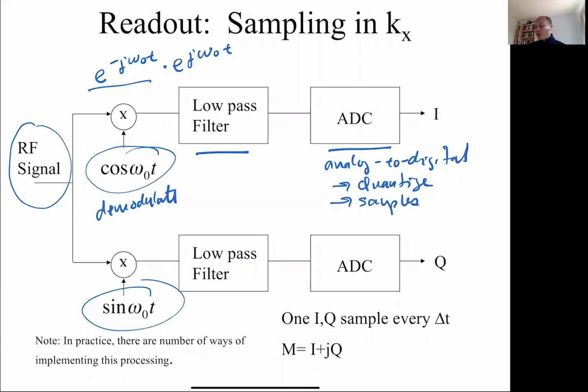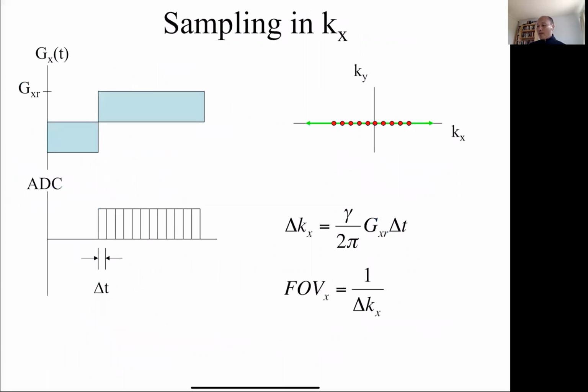For this class, we're really going to focus on the sampling. It takes one sample every delta t. As the signal is coming in, we're getting a sample of that every delta t. That's going to represent our sampling in the kx direction. Remember, we're moving through k-space as the gradient is on in time. As we do this, we're crossing a trajectory in k-space.